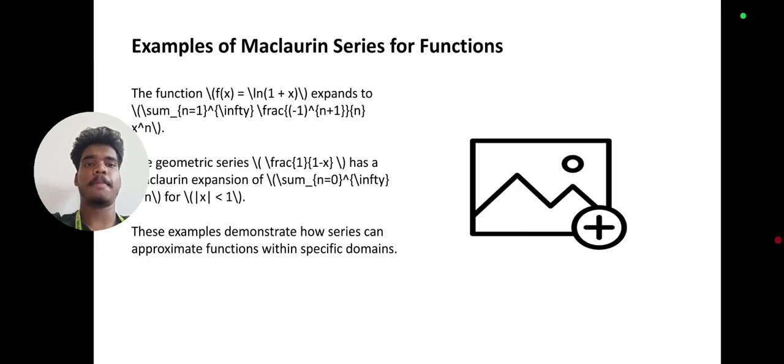Next step, examples of Maclaurin series for functions. The function f of x equal to 1 plus x is expanded as a sum to infinity of fractions. The geometric series 1 over 1 minus x has a Maclaurin expansion of the sum from n equal to 0 to infinity of x to the n, for mod x less than 1. These examples demonstrate how series can approximate functions within specific domains.